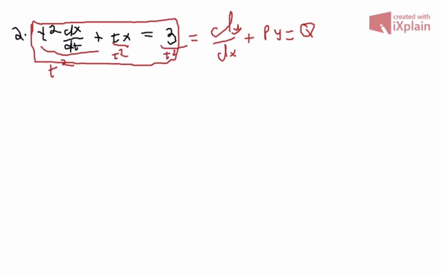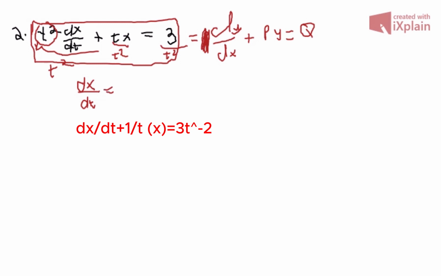Because here, this part always needs nothing close to it. So we must not have such a thing. We need to try by all means to take this out. Now it will be dx over dt plus 1 over t x is equal to 3t^(-2). You must fix your algebra. Make sure that you are fast enough to do your algebra, play with numbers, and do all of those things.